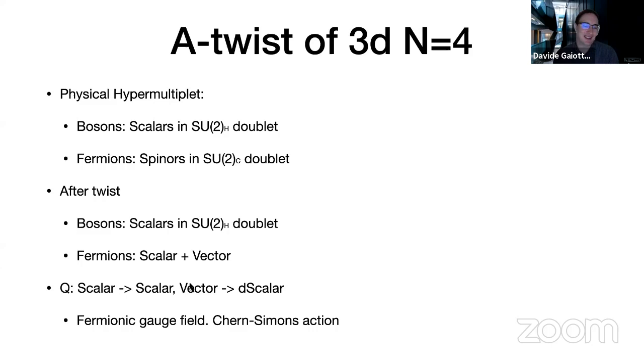So anyway, to make a long story short, the A twist of the free hypermultiplet gives you a Chern-Simons theory of fermionic gauge fields. The Chern-Simons action comes out very naturally from the standard kinetic term for the fermions. What I mean is that the fermions have a first order action, and after you do this redefinition of the Lorentz symmetry, it becomes a Chern-Simons action, something like psi d psi. Any questions?